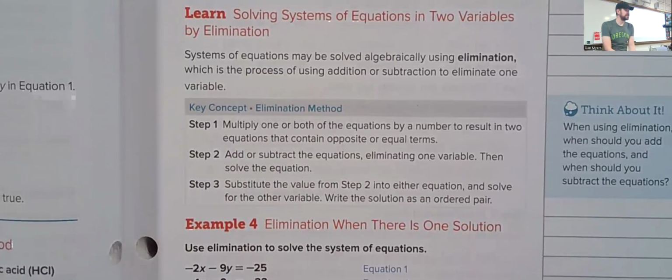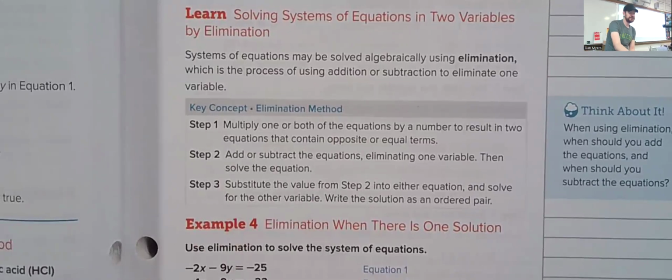Then you're going to solve the equation for whatever variable you have left. Once you have that, you're going to take that value and plug it back into one of the two original equations and solve for the other variable. So it's actually a really similar process, especially once you get to step 3.